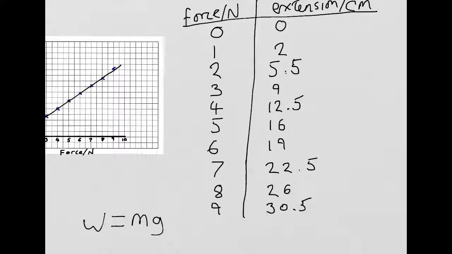Each slotted mass had 100 grams of mass, or 0.1 kilograms. And remember, g on Earth is roughly 10, so we're just going to call it 10. Make it easy. So 0.1 times 10 is 1. So each slotted mass provided 1 Newton of force. We started our first reading with no force at all. So the spring just had nothing on it. We just measured the length of the spring and worked out the extension.